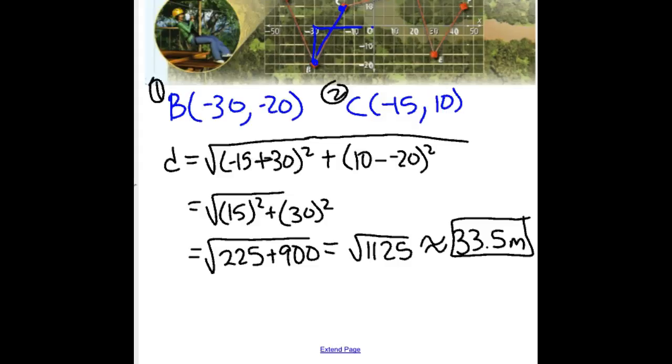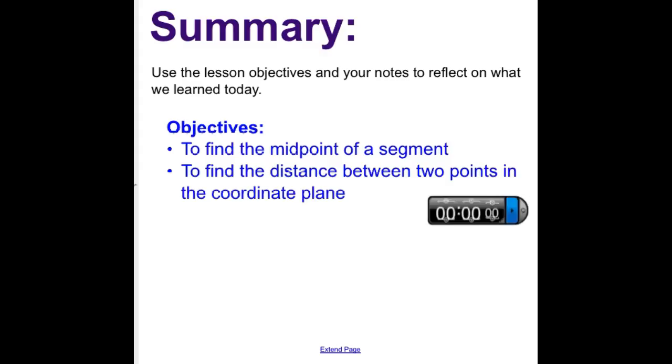All right, check your work with mine. You should end up with, when you plug it in, you can see the first step. Second step, evaluate inside those parentheses. Third step, evaluate those exponents. Combine your two terms, and you should get about 33.5 meters as the distance from B to C. And that is the end of lesson 1.7. Our objectives were to find the midpoint of a segment in the coordinate plane and on a number line, and to find the distance between any 2 points in the coordinate plane.